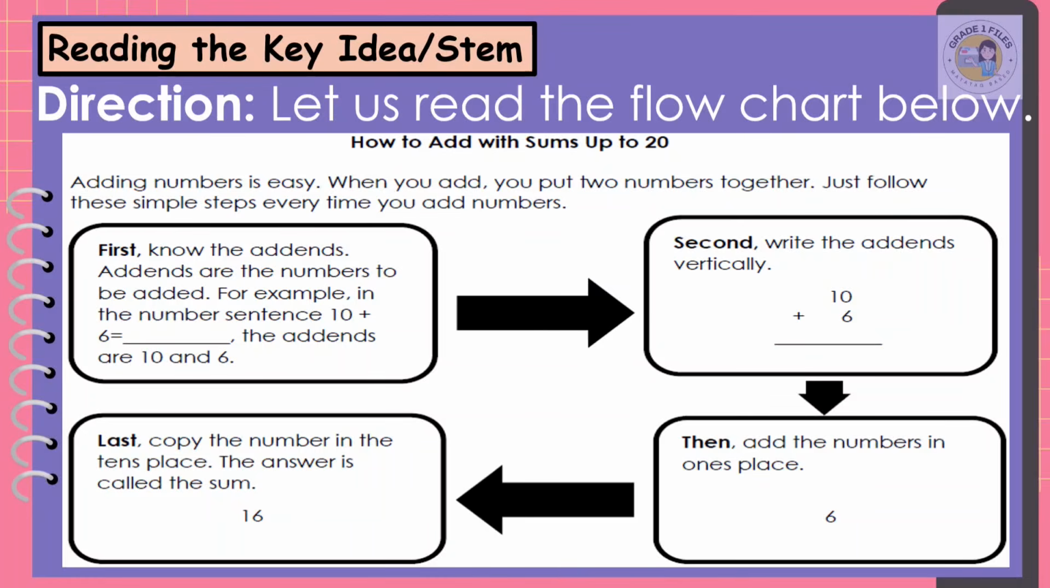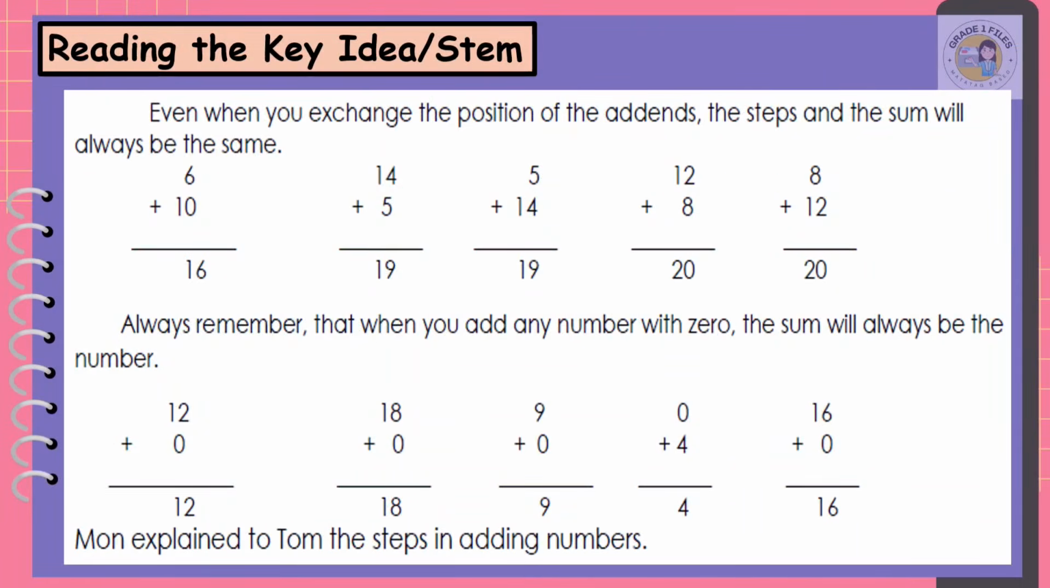Second, write the addends vertically. Then add the numbers in ones place. Last, copy the number in the tens place. The answer is called the sum. Even when you exchange the position of the addends, the steps and the sum will always be the same. Always remember that when you add any number with 0, the sum will always be the number. Mon explained to Tom the steps in adding numbers.